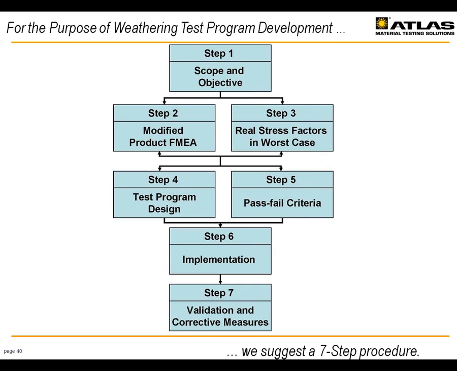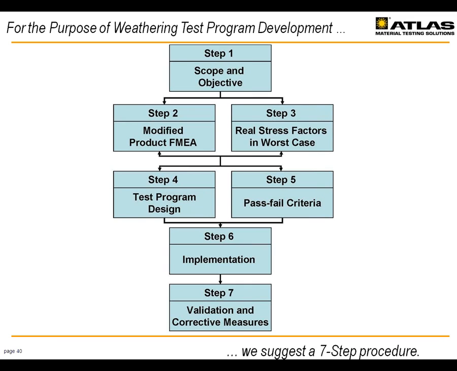And then when you go down to step 4 and 5, you develop the test program and you develop pass-fail criteria. You can see here that the arrows go in both directions because there's a little bit of interaction going on between steps 2 and 3 with steps 4 and 5. You take a best estimate of what a good test method would be, but you test the test method using FMEA and so forth, and then you go back to make any modifications that are pointed out by the use of FMEA.